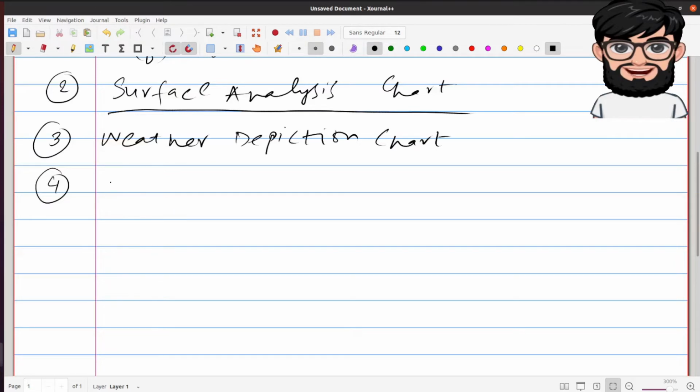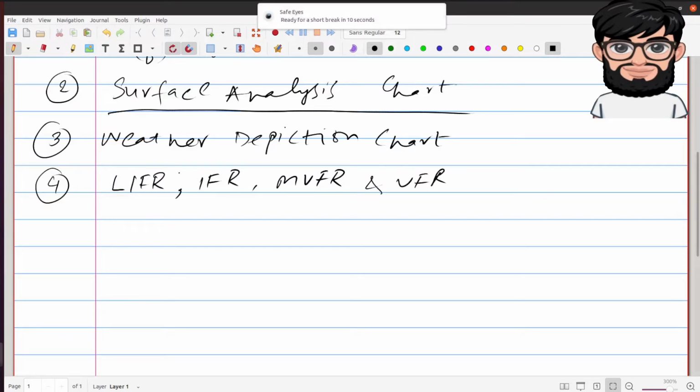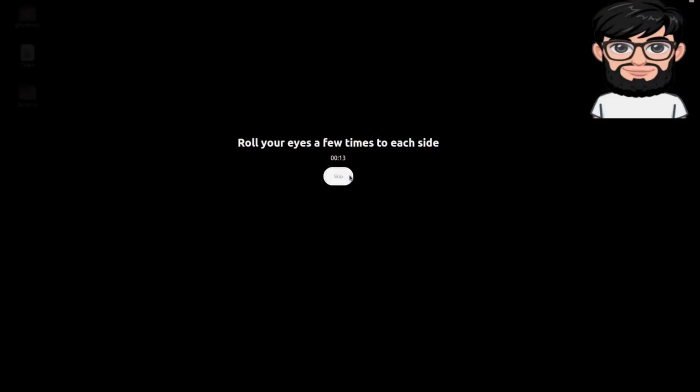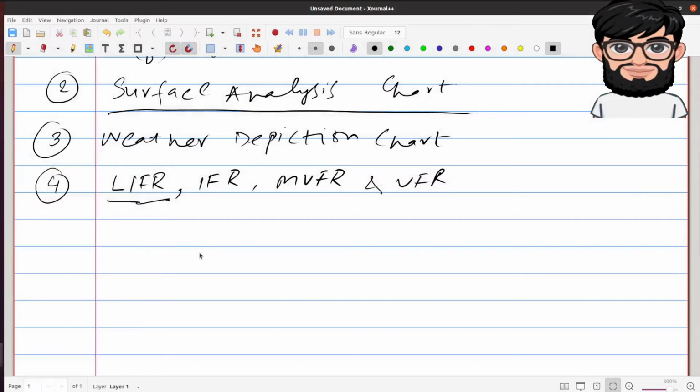And now we're going to be covering these terms normally used in these charts: LIFR, IFR, MVFR, and VFR. The LIFR is the low IFR, and IFR is basically instrument flight rules. So LIFR is the low IFR. We're going to be covering some details about it. You should know these numbers.